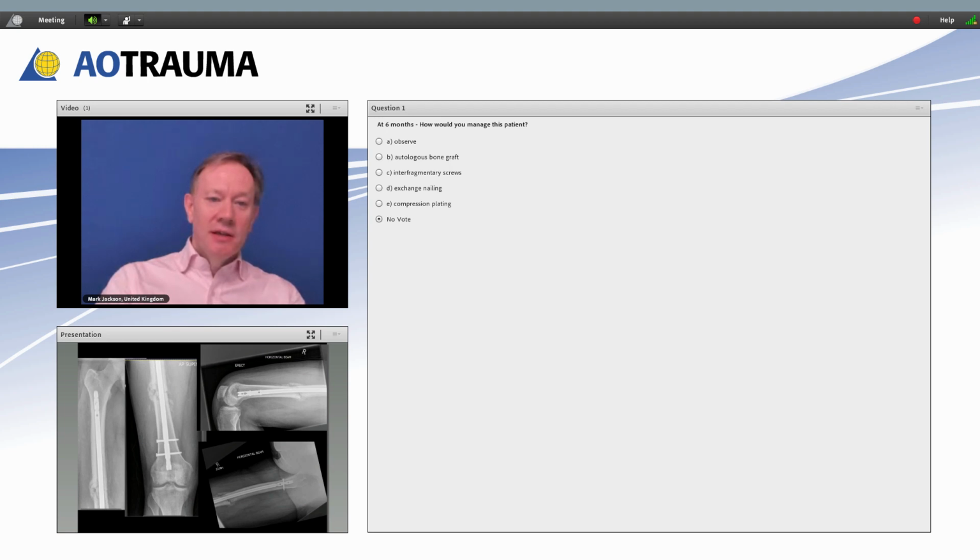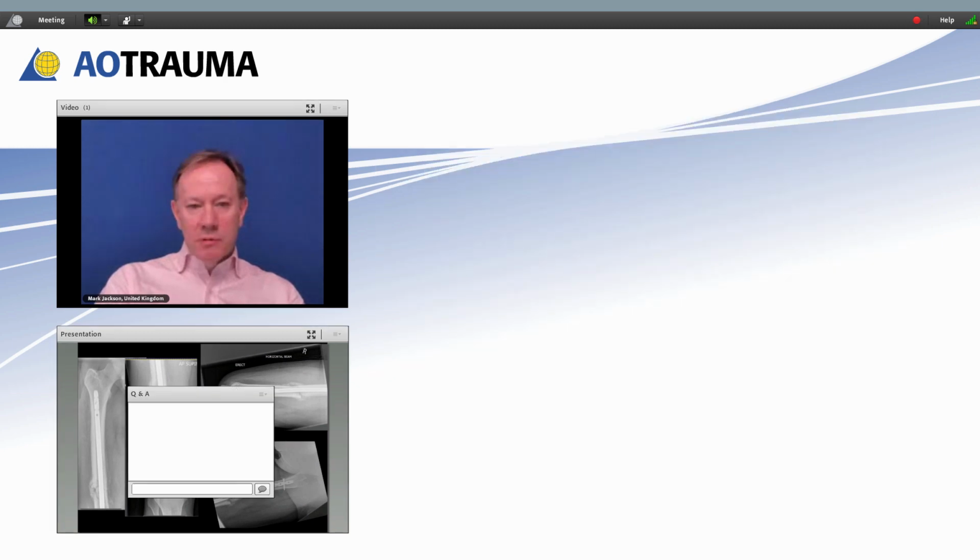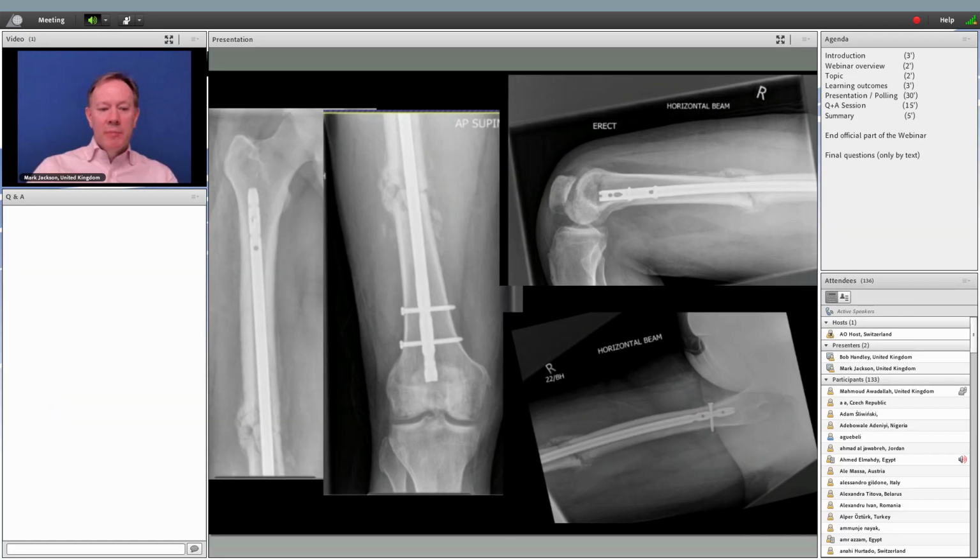I'll just give you a minute to think about that. So I can see the figures coming in. We've broadcast them, so they should be on your screen now. So quite a few people, probably the majority, would continue to observe. Some would undertake exchange nailing. Hardly anybody would do interfragmentary screws. Few people with bone graft, and just a few people with compression plating. So as I said, we'll continue with the presentation, and then we'll look at this in a little bit more detail towards the end.